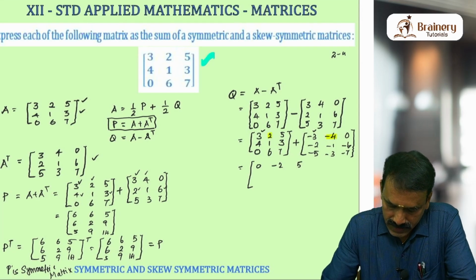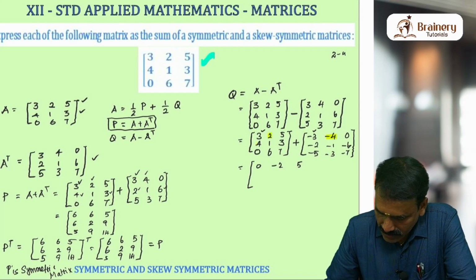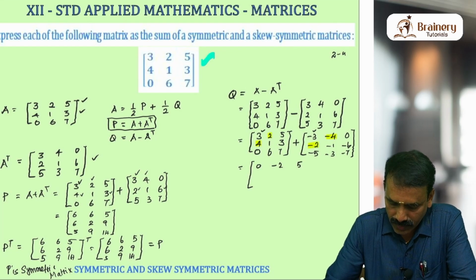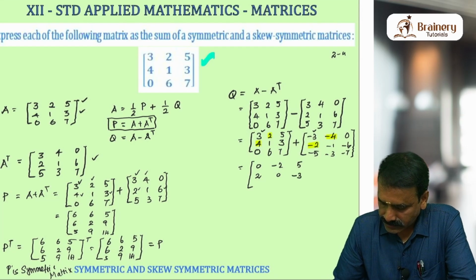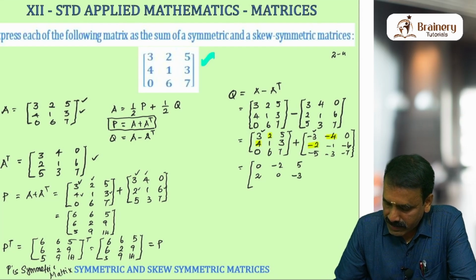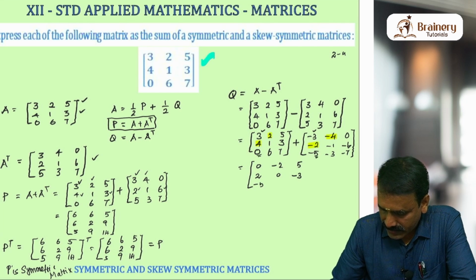Next. Second row first column element is added with the second row first column element. 4 minus 2 is 2. 1 plus minus 1, 1 minus 1 is 0. 3 minus 6, so it is going to be minus 3. Then 0 plus minus 5 is going to be minus 5. 6 added with the minus 3 is going to be 3. And 7 added with the minus 7 is going to be 0.